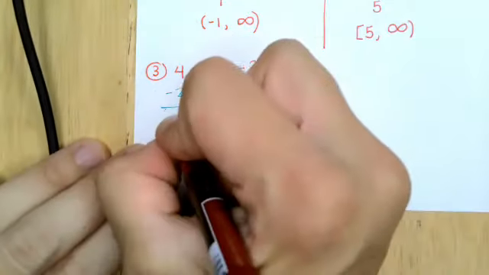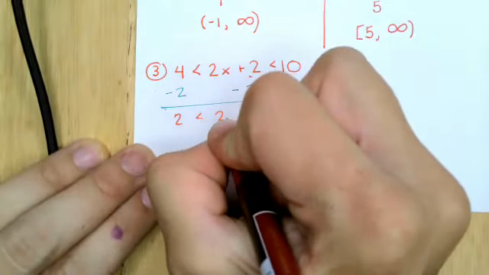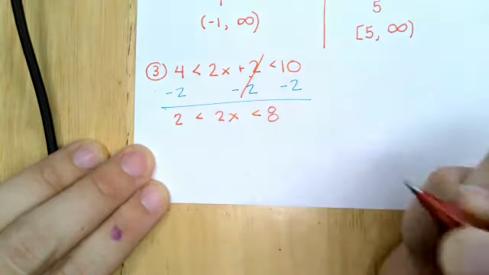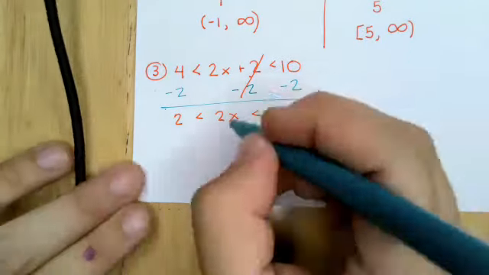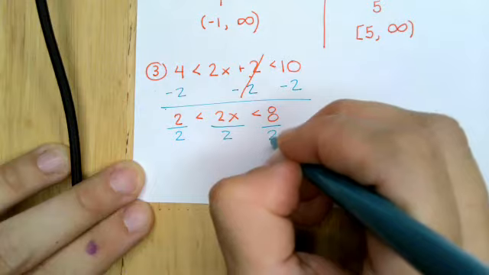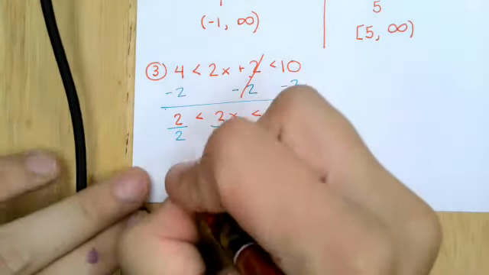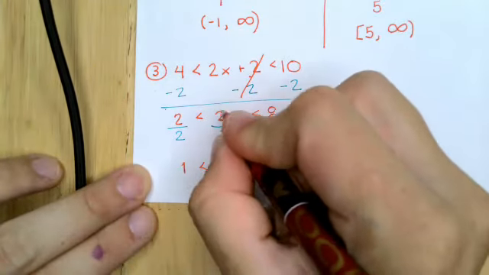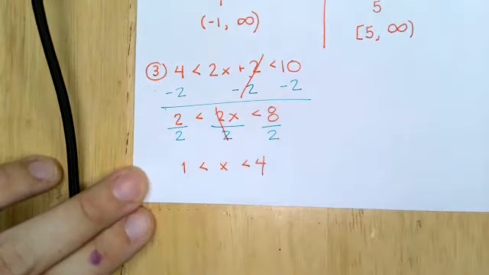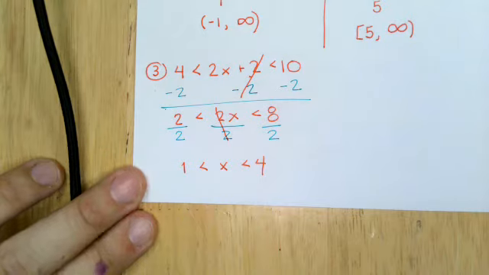4 minus 2 is 2, is less than 2x, is less than 8, right? Now I'm going to divide by 2. 2 divided by 2 is 1, is less than x, is less than 4, right?